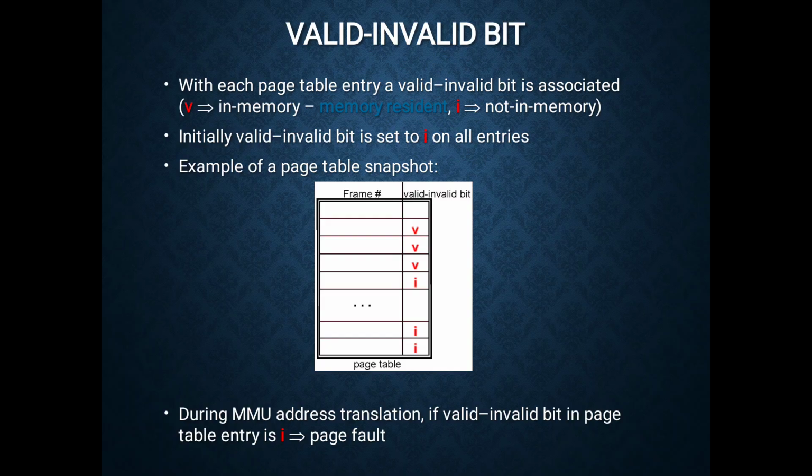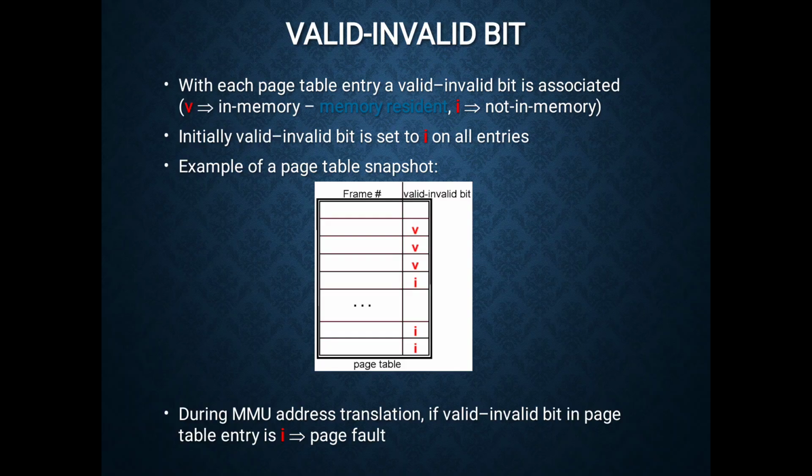So the valid and invalid bits are used for this reference. With each page table entry, a valid-invalid bit is associated, because of the referring of the data information from the memory. Initially, the valid-invalid bit is set to 1 on all entries. That is a value of I.